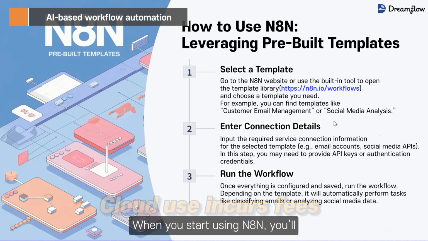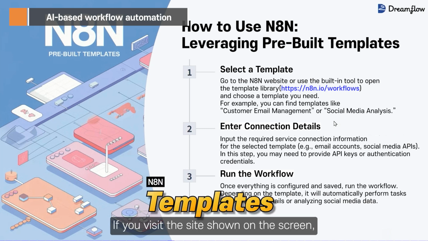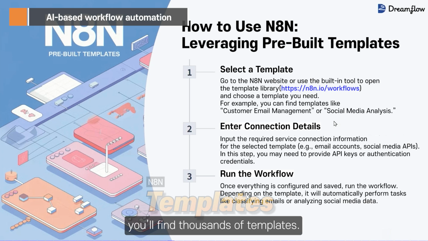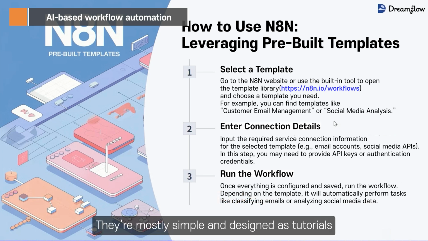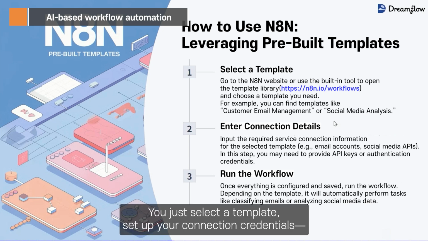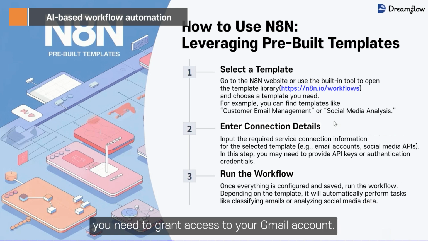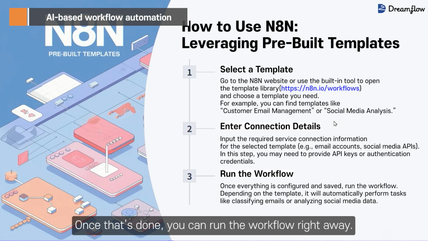When you start using n8n, you'll typically do one of 2 things. First, you might use pre-built templates. If you visit the site shown on the screen, you'll find thousands of templates. They're mostly simple and designed as tutorials that are easy to follow. You just select a template and set up your connection credentials. For example, if you want n8n to read your Gmail messages, you need to grant access to your Gmail account. Once that's done, you can run the workflow right away.